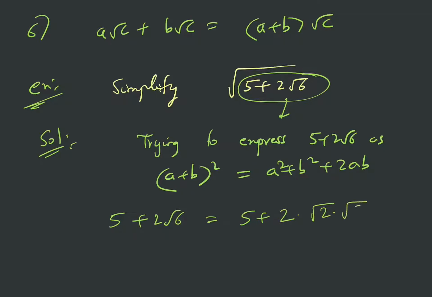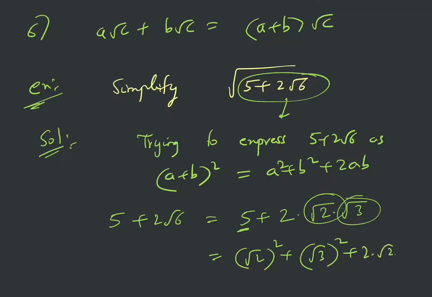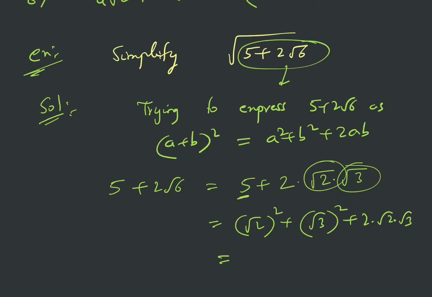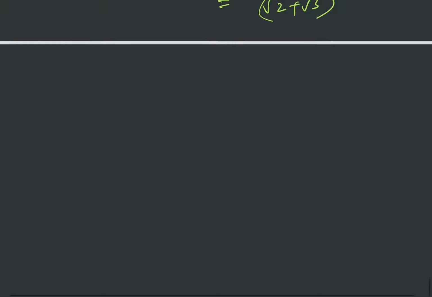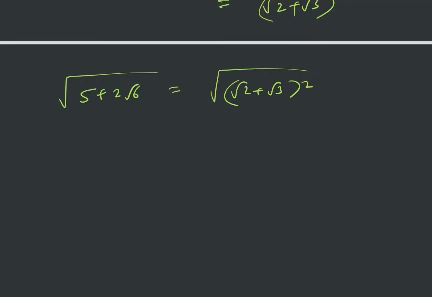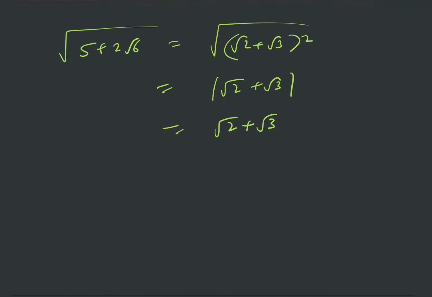Root 6 you can write as root 2 into root 3, right? And this 5, you can see this is root 2 whole square plus root 3 whole square, isn't it? Plus 2 into root 2 into root 3. So then this is nothing but root 2 plus root 3 whole square, right? So you can write square root of 5 plus 2 root 6 as square root of root 2 plus root 3 whole square, and that is mod of root 2 plus root 3, and this is anyways positive, so I write it as root 2 plus root 3, right?